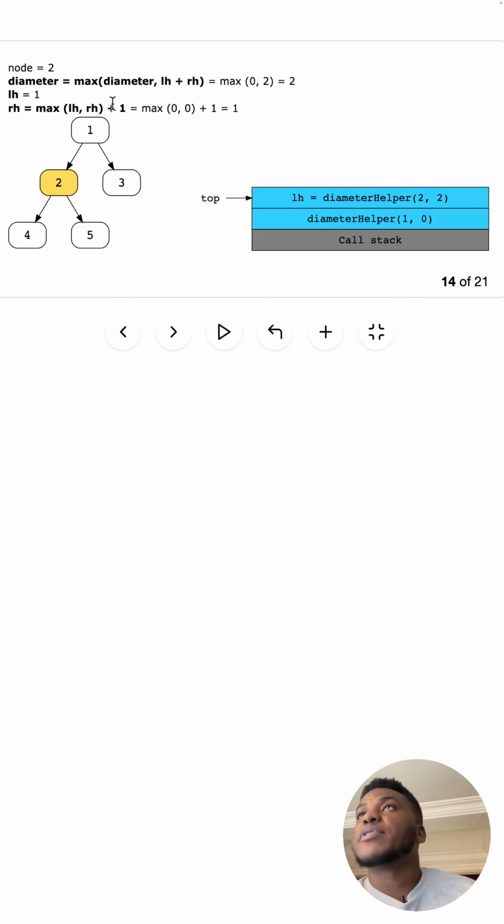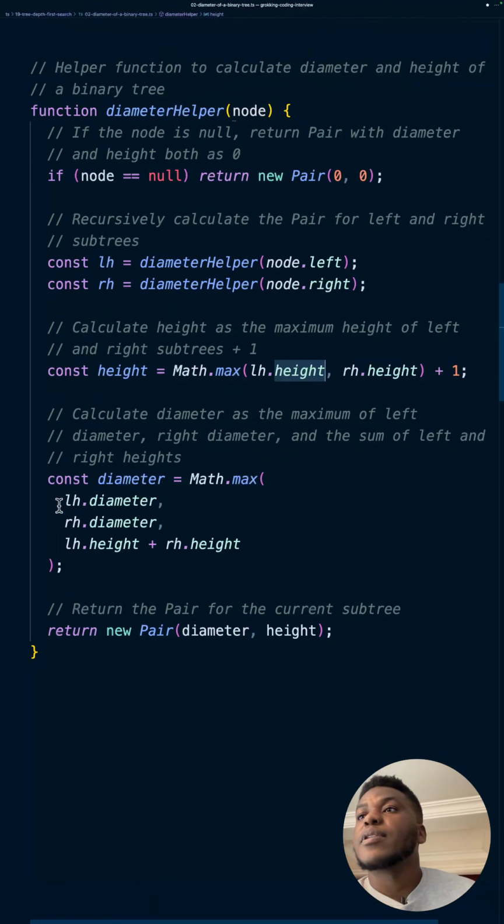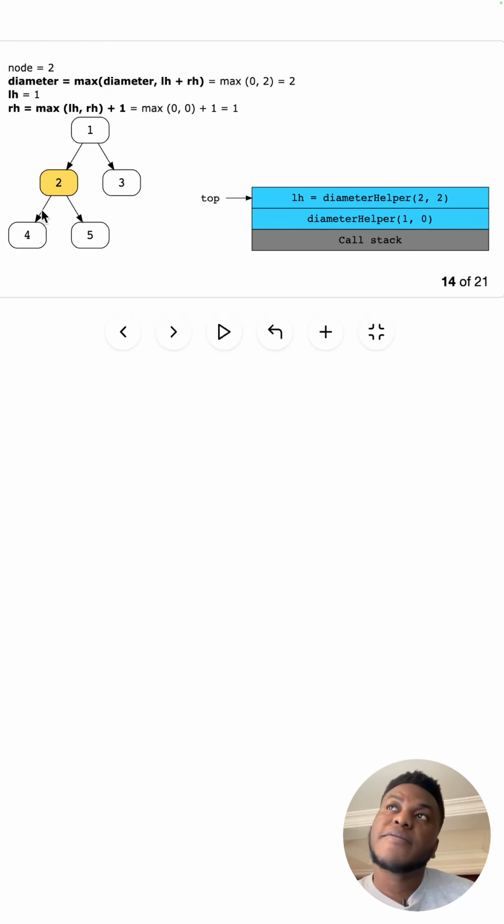And the diameter is going to be the left-hand diameter, which was 0, right-hand diameter, which was 0. But the left height plus the right height is going to be 1 plus 1, which is 2. And that represents the fact that there are two edges here. And so 4, 2, 5 is the longest path. And those would be the two edges. So that's what you do. And now recursion's magic kicks in, right? And so we now unravel 2. We've stored what's there for 2. So 2 diameter, 2 height, 2 diameter.